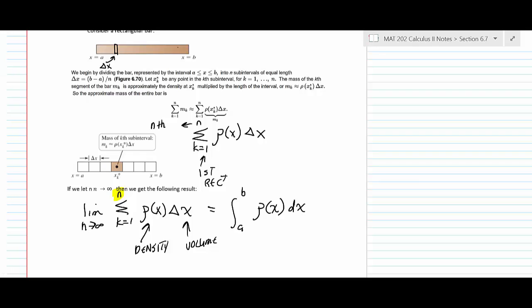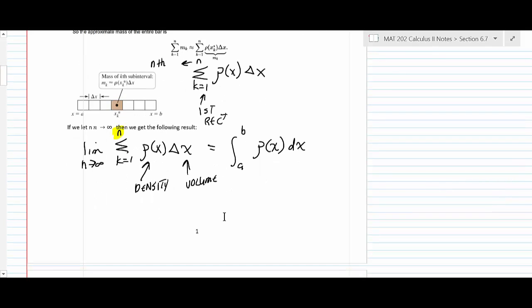Okay, does that kind of make sense? That's what you do with integrals, you break things up into little tiny pieces and then resum them together. So that gives you the general formula that we're going to use in calculus for finding a density. So that's what the density is equal to.